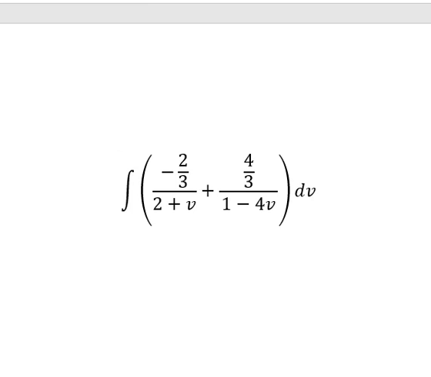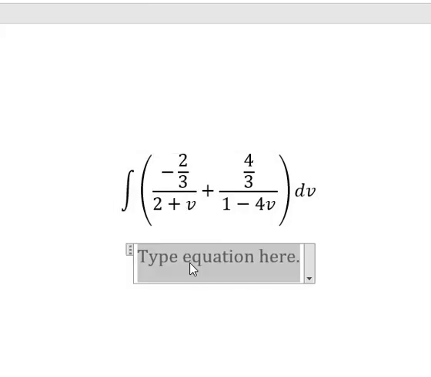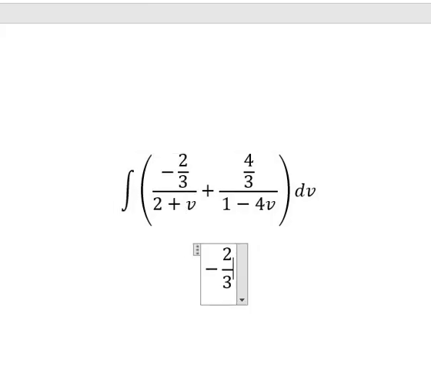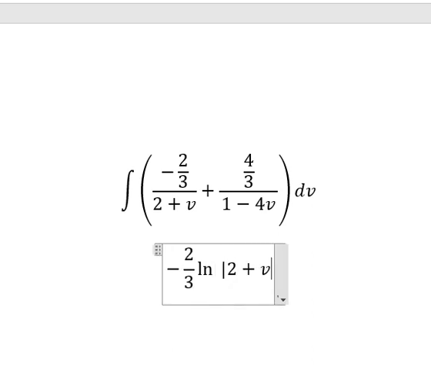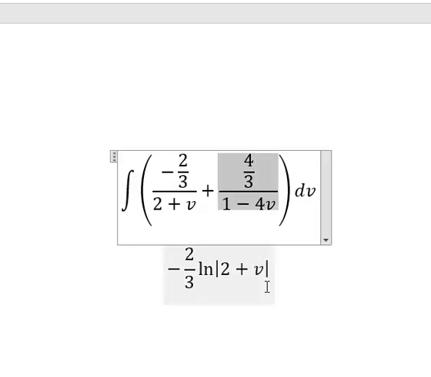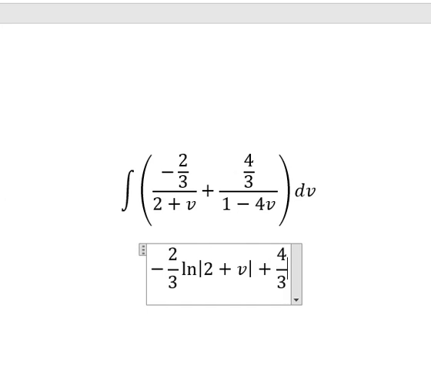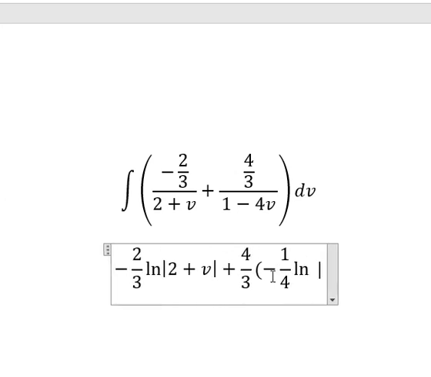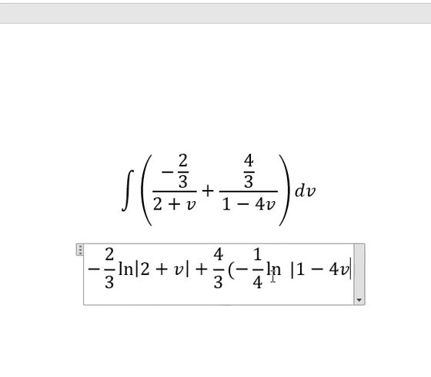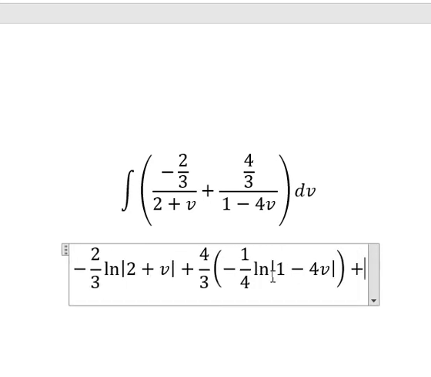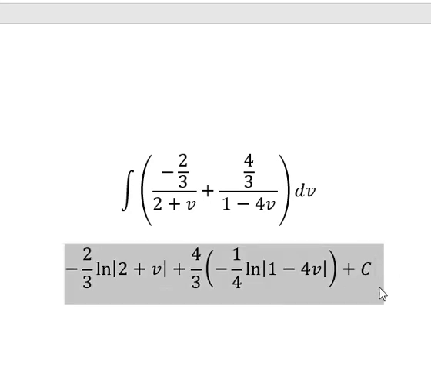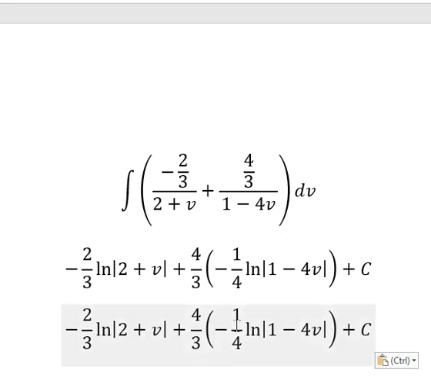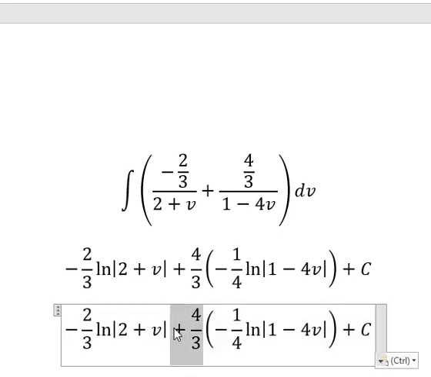The integration of this one, we have negative number 2 over 3 Ln of the absolute value of 2 plus v. The integration of this one, we have negative 1 over 4 Ln of the absolute value of 1 minus 4v. And I will put about C. So this one and this one, we have negative 1 over 3.